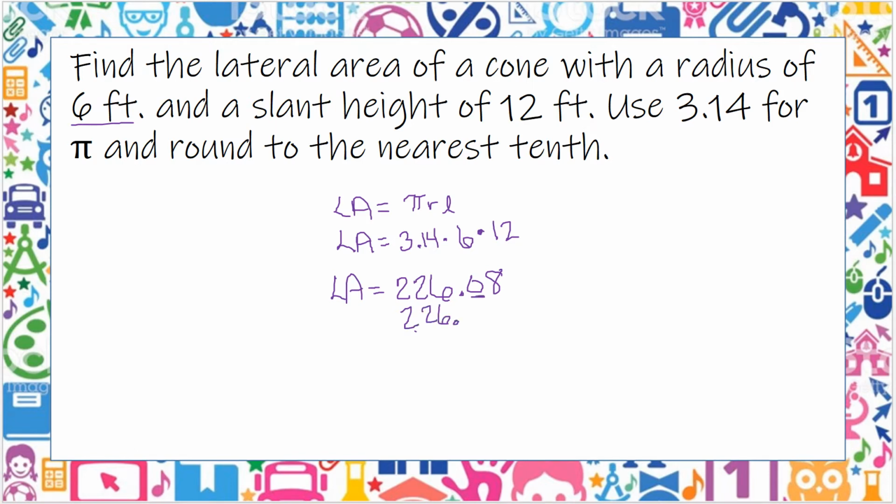So we underline the tenth spot, look to the right. If that is 5 or more, we're going to round it up. 4 or less, let it rest. Okay, so that 8 is big enough to round it up to 1, and that would be feet squared because it's area.